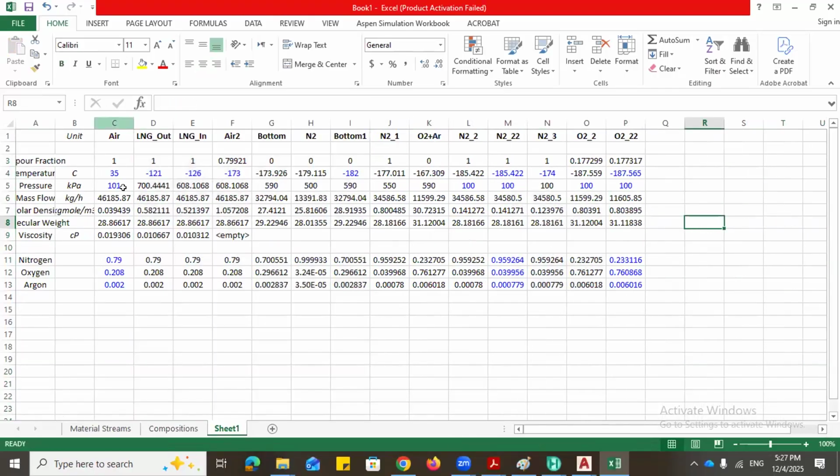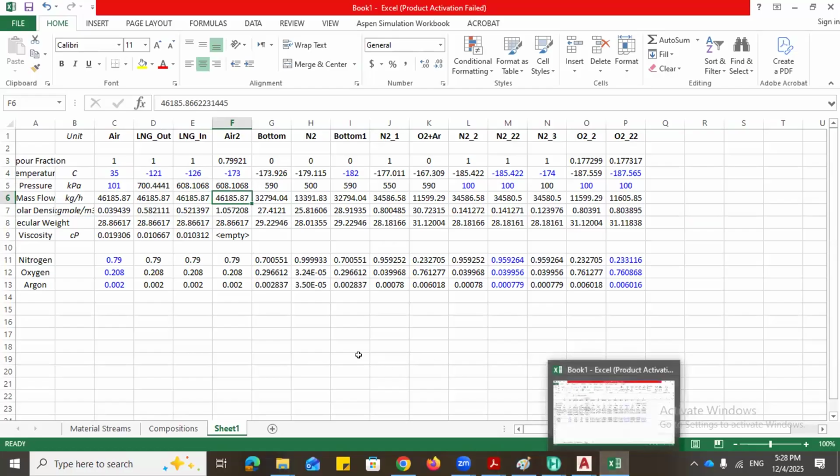So if you see now, all these values in this blue color, they are the ones we input, while the black color are the values that HYSYS calculates for us. Take note. So this is our heat and material balance.